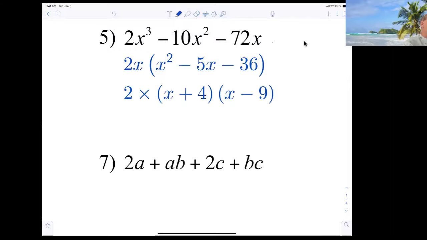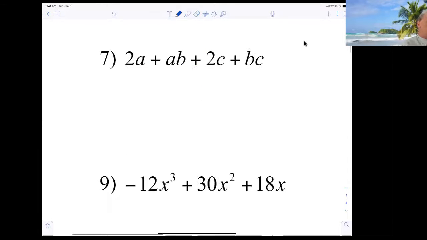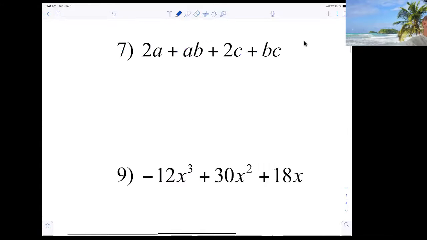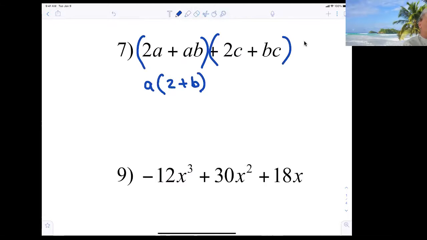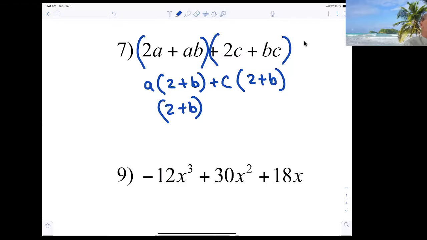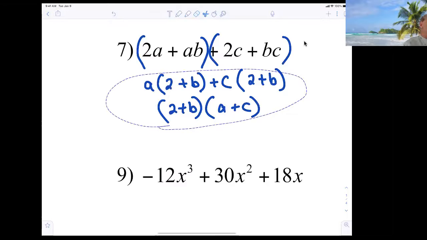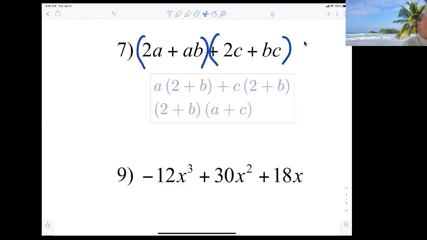Any issues? All right, number 7. Factoring by what? Factoring by grouping. Here we go. So what's common? A. What's left? 2 plus B. What's common? C. What kind of C? Positive C. What's left? B. Final answer. And then anybody have any issues with that? Anybody?